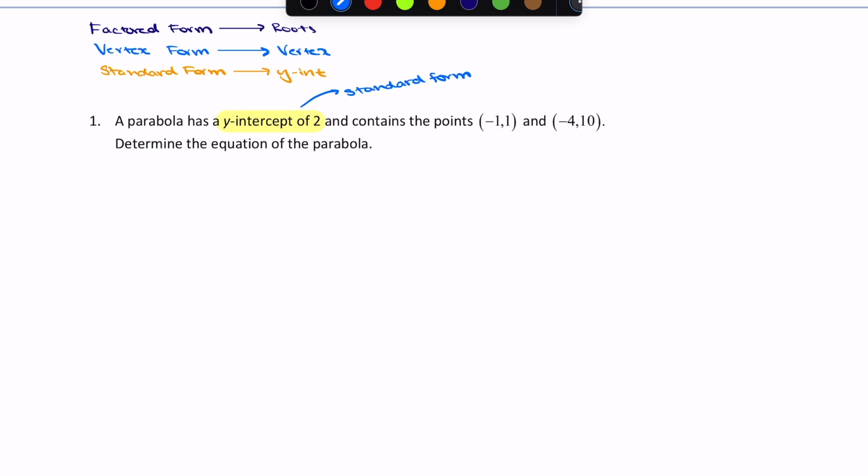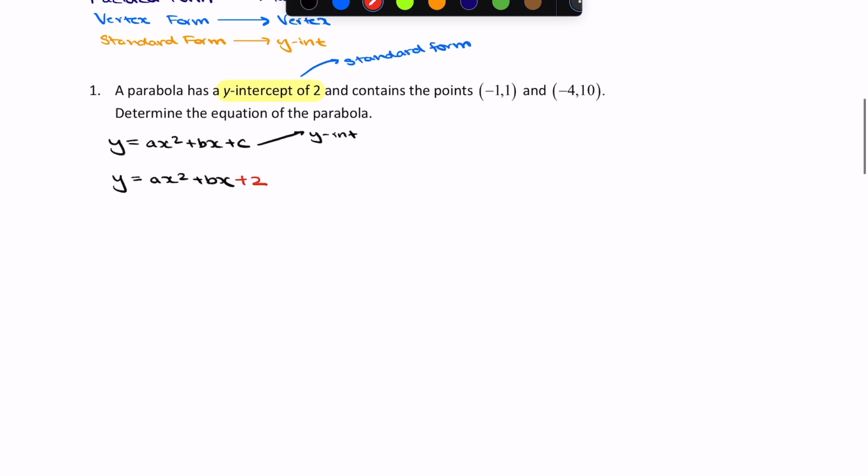It contains the points negative 1, 1 and negative 4, 10. It says determine the equation of the parabola. So here, again, if we write standard form, it's y is equal to ax squared plus bx plus c. And we know that the c value is the y-intercept. And so if we set that in, we get y is equal to ax squared plus bx plus 2.